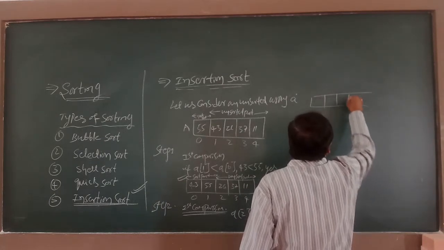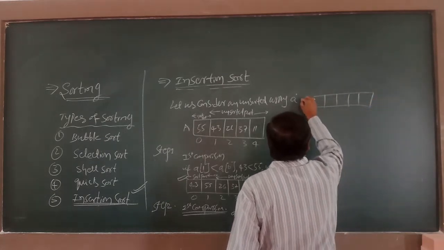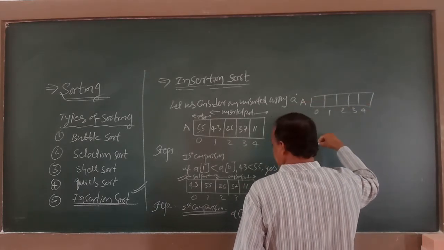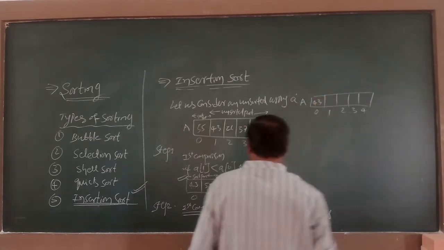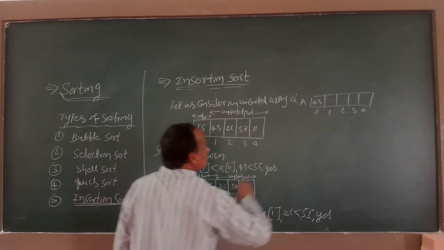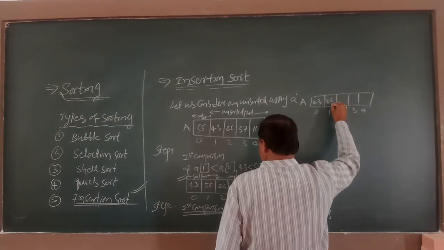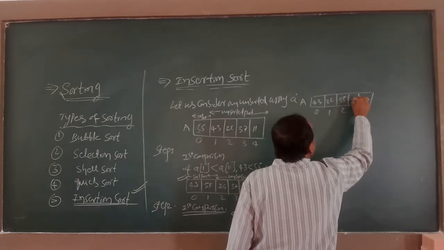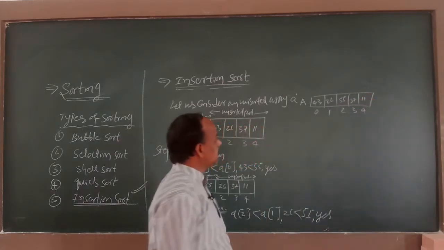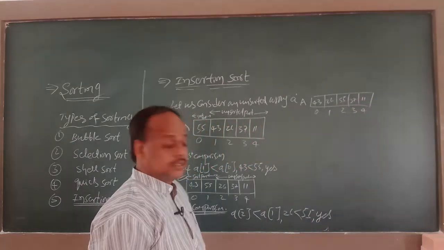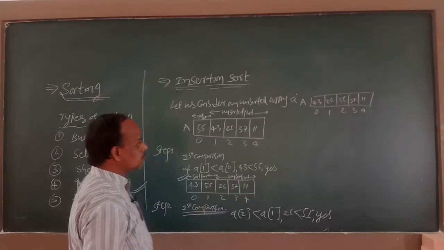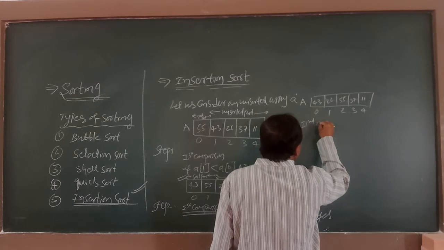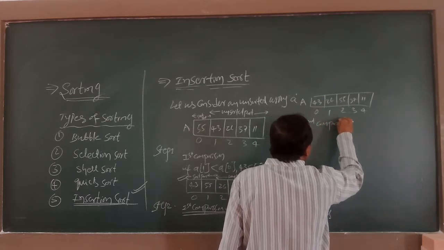positions 0, 1, 2, 3, 4. That is 43, then we interchange these two, 26, 55, and the remaining as it is, 37, 11. Now in step 2 the first comparison is over. Now consider the second comparison.